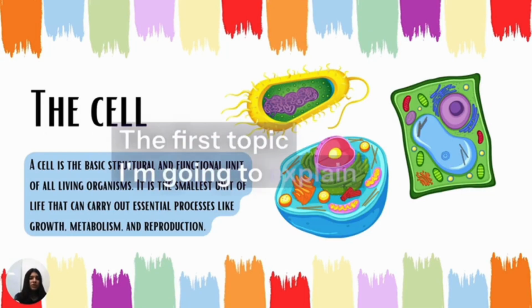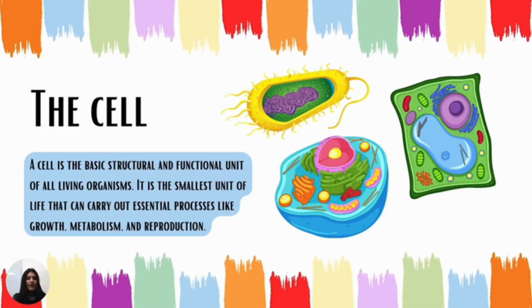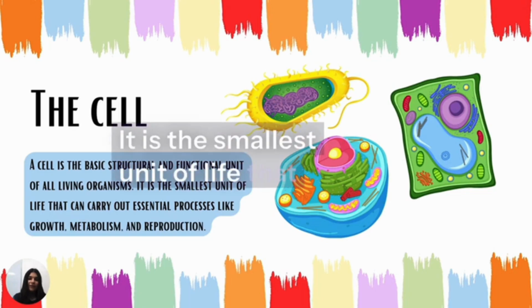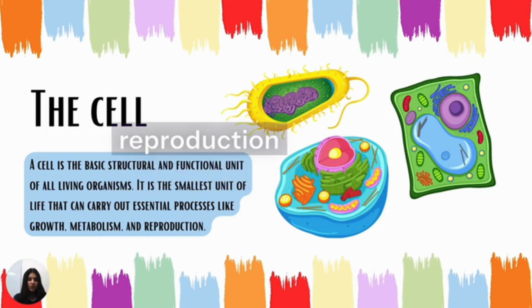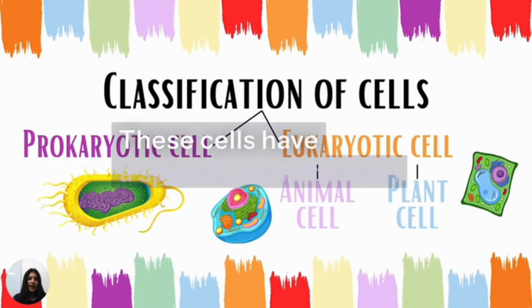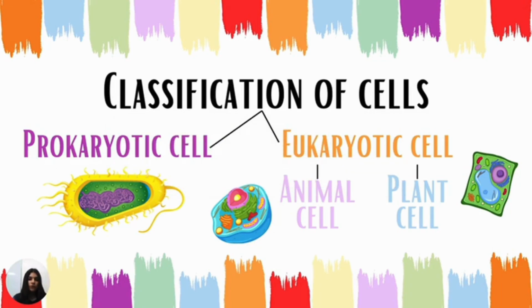The first topic I'm going to explain is the cell. A cell is the basic structural and functional unit of all living organisms. It is the smallest unit of life that can carry out essential processes like growth, metabolism, and reproduction. Cells have a specific classification. They are divided into two big groups.